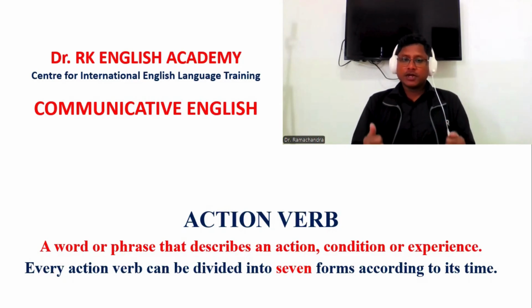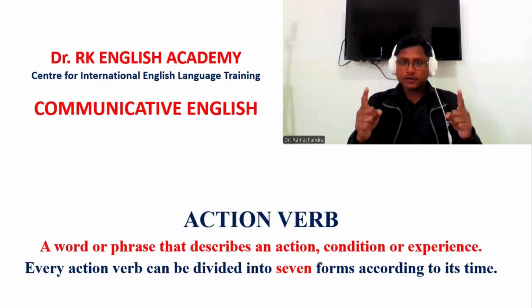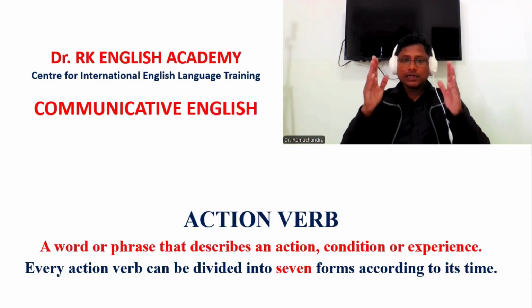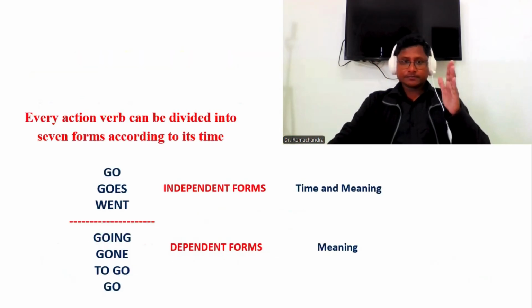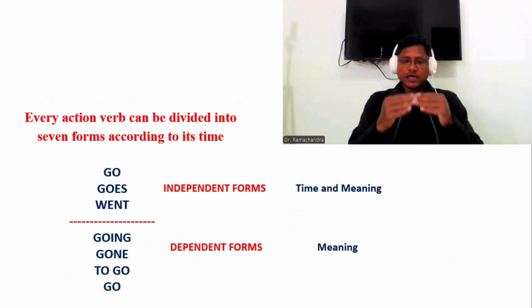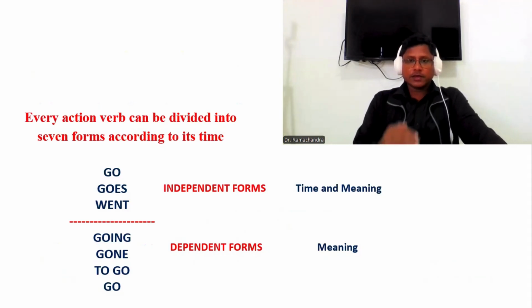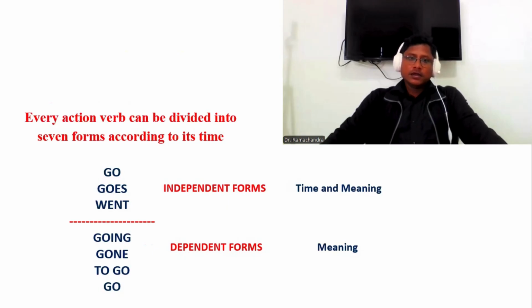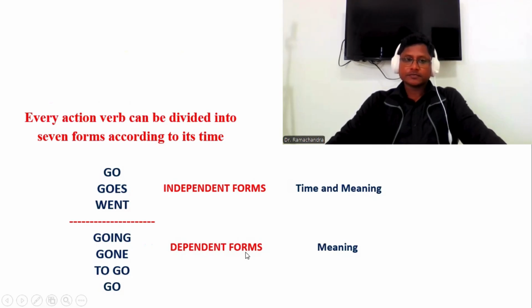Every action verb can be divided into 7 forms according to its time. Not 3, not 5, 7 forms in English. And look at that, this is exactly it. 7 forms. You take the verb go: go, goes, went, going, gone, to go, and go. The first 3 forms are independent forms. Then the next 4 forms are dependent forms. Independent forms and dependent forms.